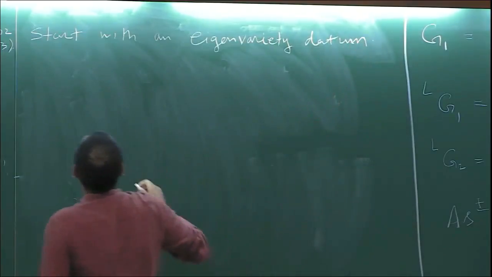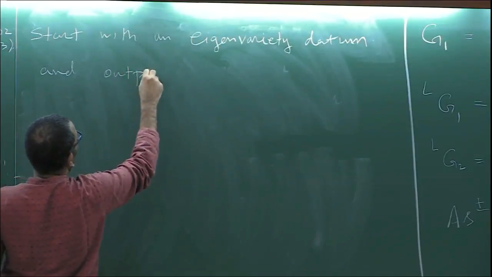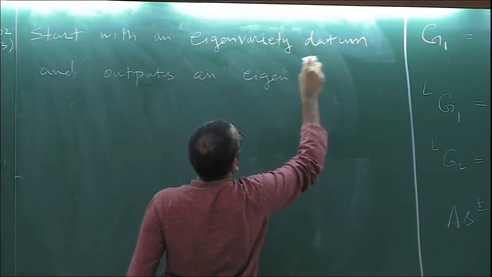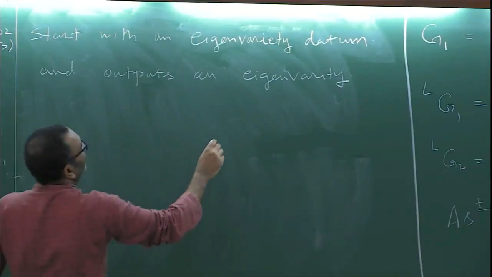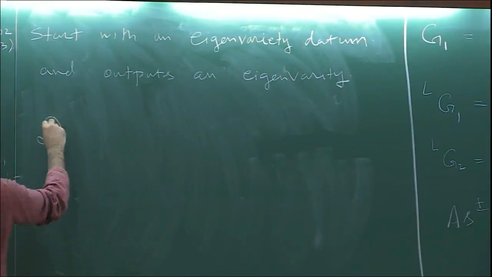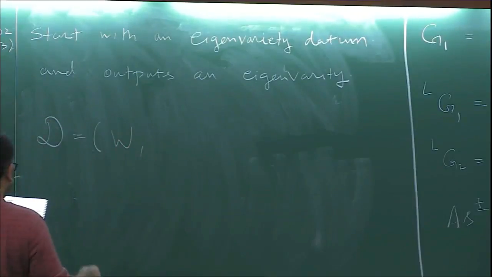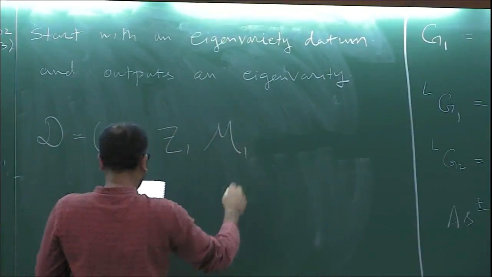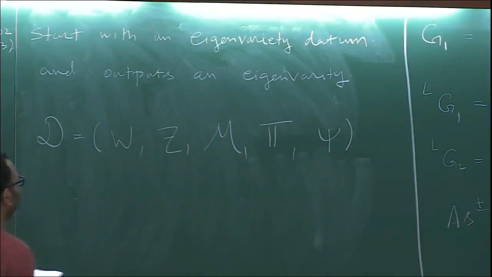So datum and sort of outputs an eigenvariety. Let me just explain what goes into this. What goes into this eigenvariety datum? An eigenvariety datum is actually of the form: there's a space W, Z, a sheaf M, an algebra T, and psi. So this is what is called an eigenvariety datum.